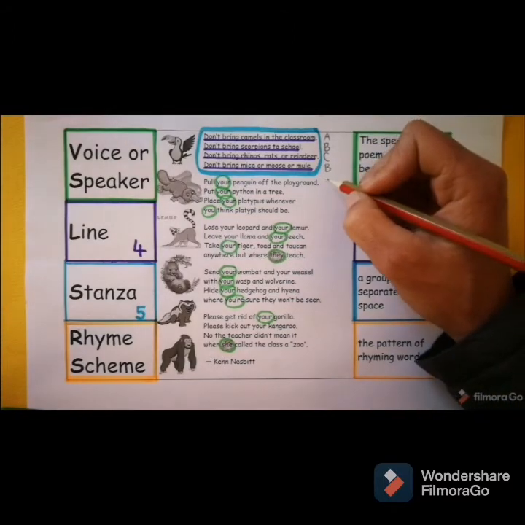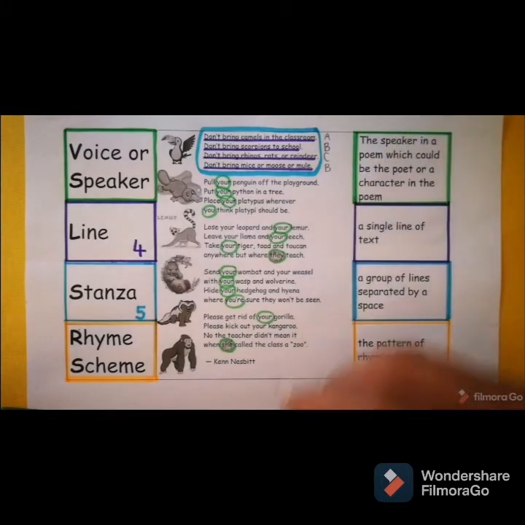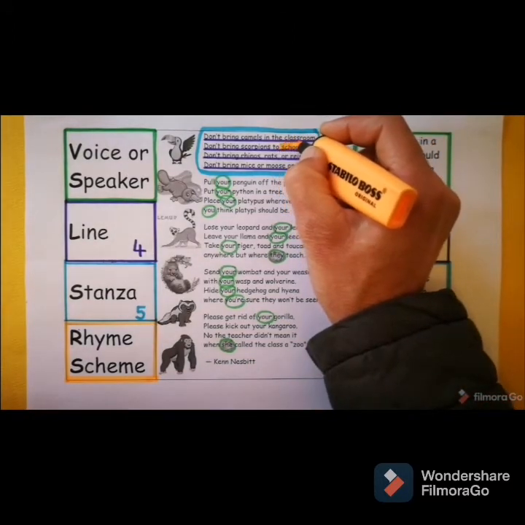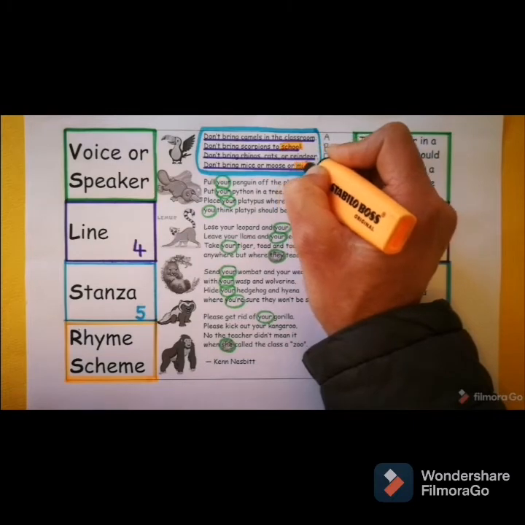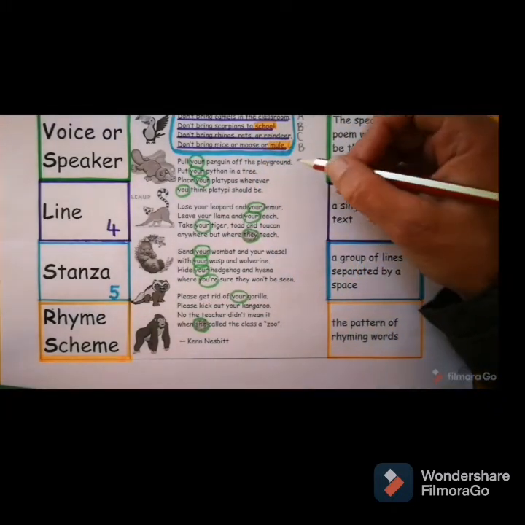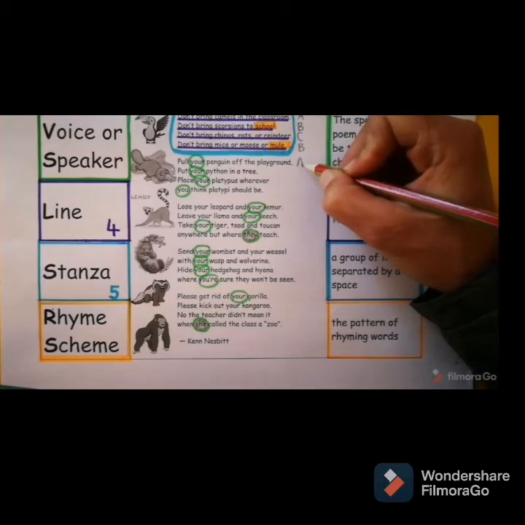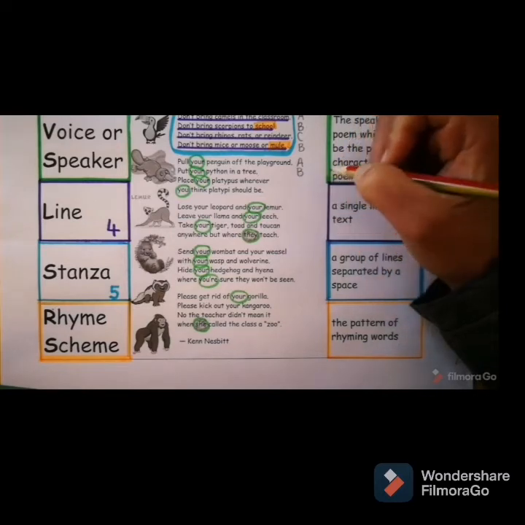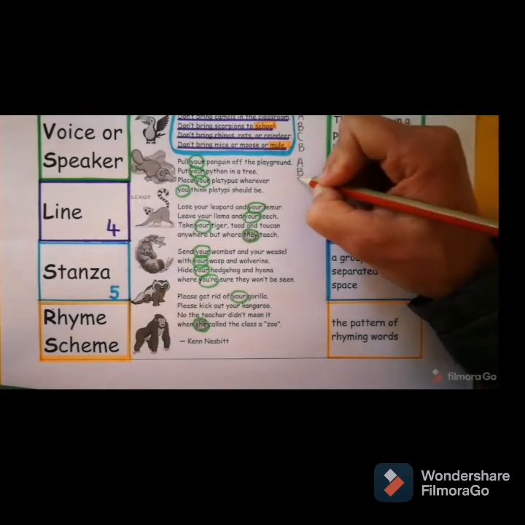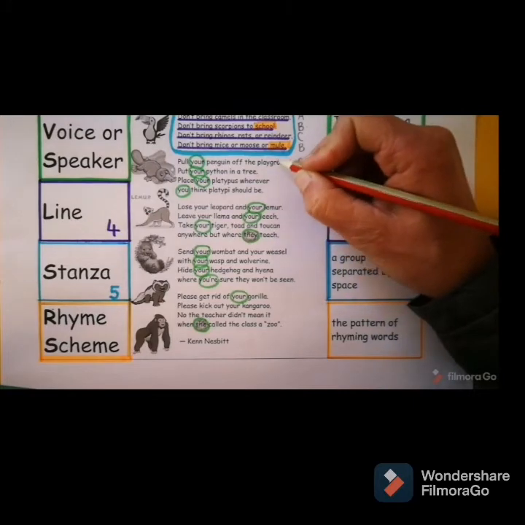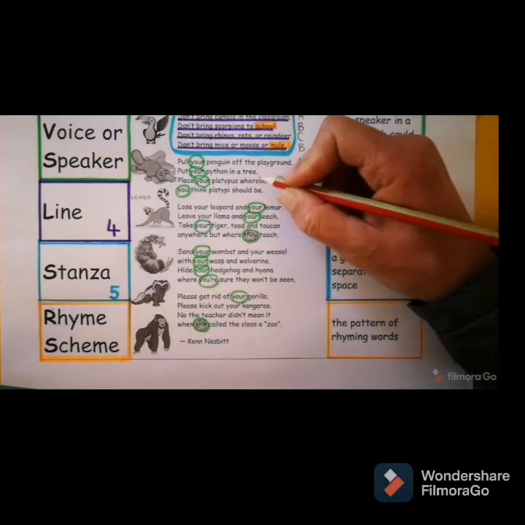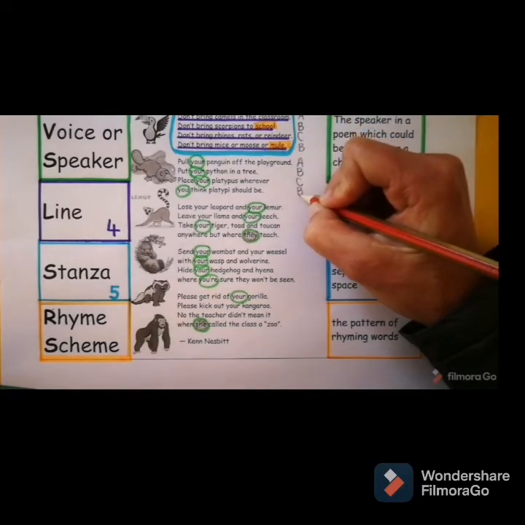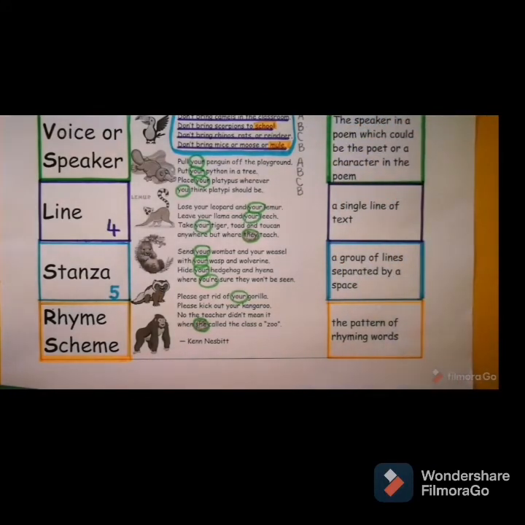Let's see if it happens again. Let's go to stanza 2. Playground. So let's highlight the rhyming words, school and mule. Let's go to the next stanza. Playground is A. There's our rhyming word, tree, because it's in the B line. Whenever gets a C because it doesn't rhyme with anything. And then B rhymes with tree, so it's called the B. So it's an ABCB pattern.